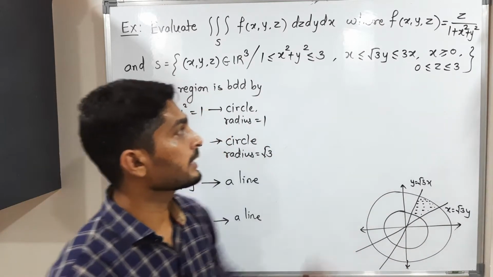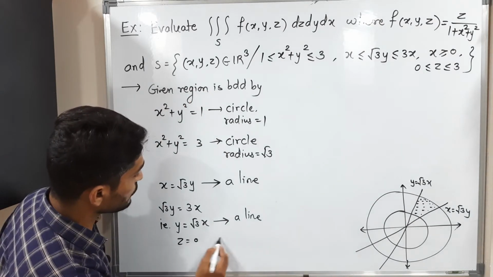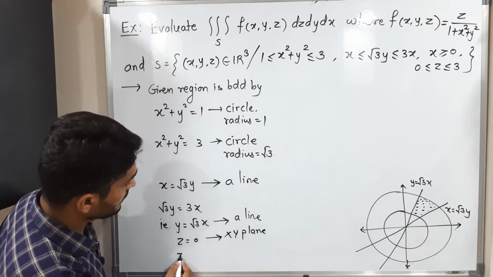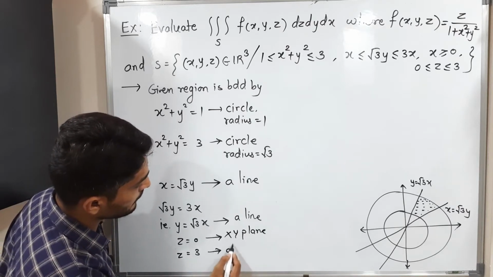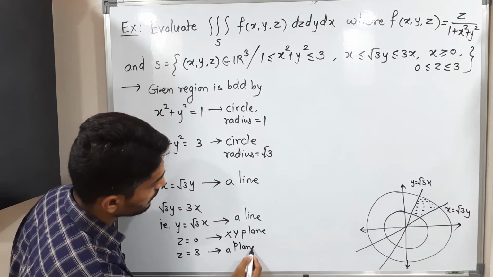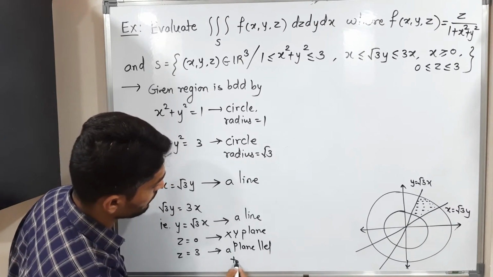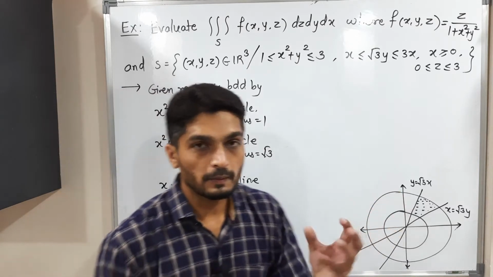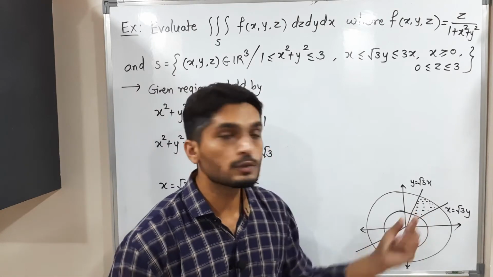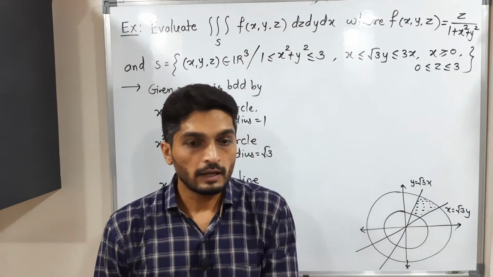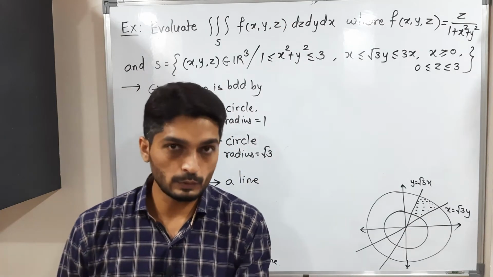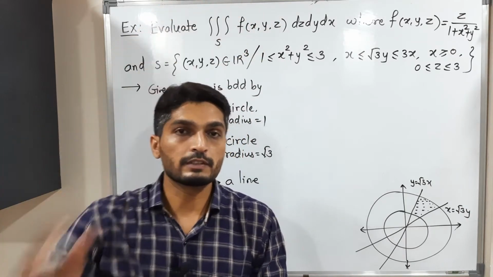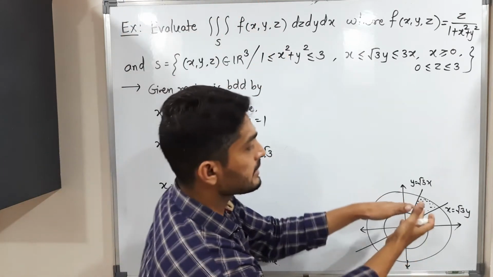Next, z is equal to 0 and z is equal to 3. z is equal to 0 is the xy plane, and z is equal to 3 is a plane parallel to the xy plane. So simply they have mentioned the height. So this region is a cylinder having this region as base and having a height. It starts at z is equal to 0, that means in the xy plane, and it finishes at z is equal to 3, at a height 3. So we have a cylinder like this, having this region as base.